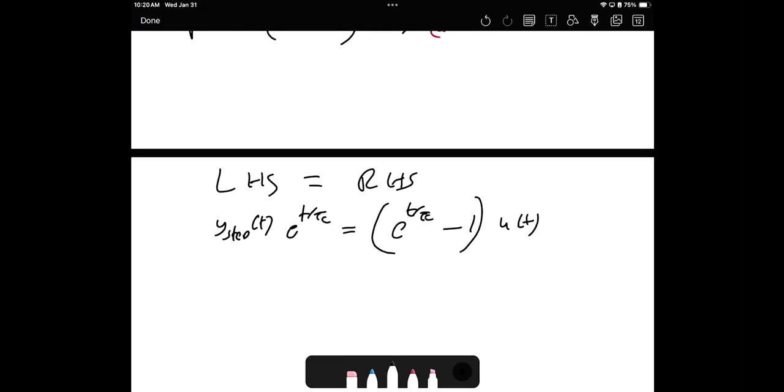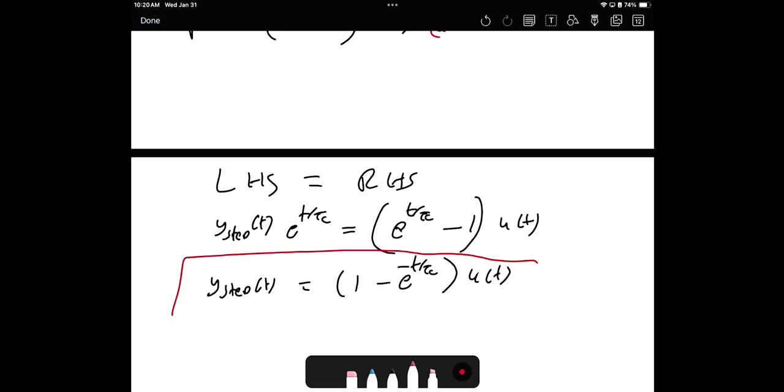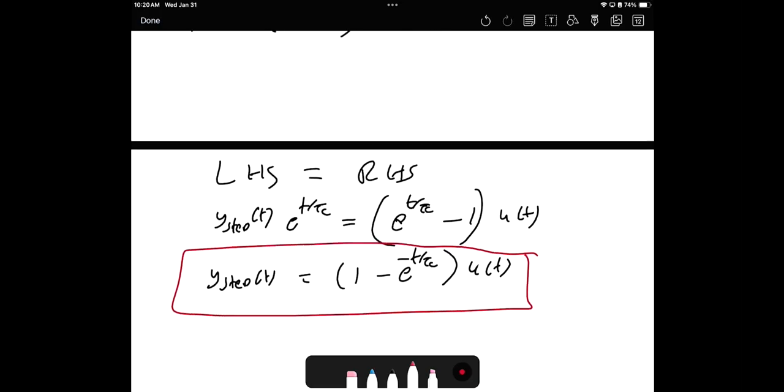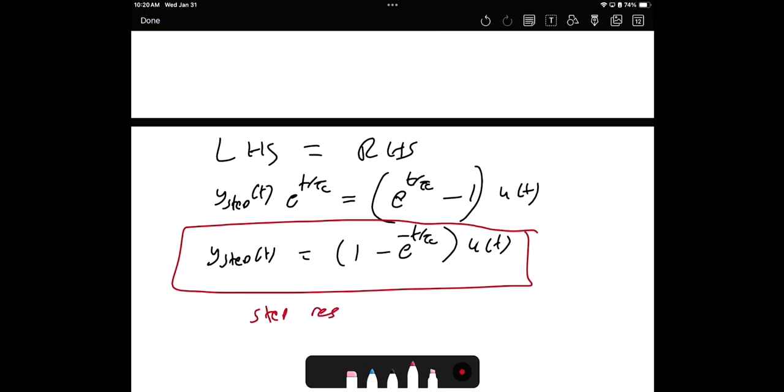Now let's divide all the terms by e power t over tau c. So it will be y step of t equals 1 minus e power negative t over tau c, times u of t. Then that's this. This is the step response for RC circuits. So you will realize that there are a lot of methods. You just need to know what u of t is, what delta t is, and that's it.